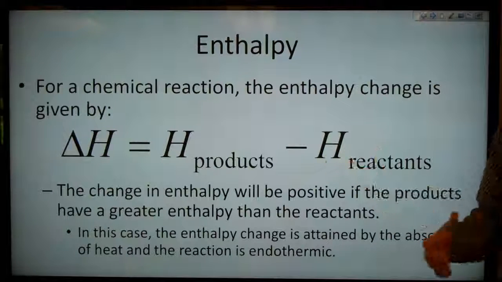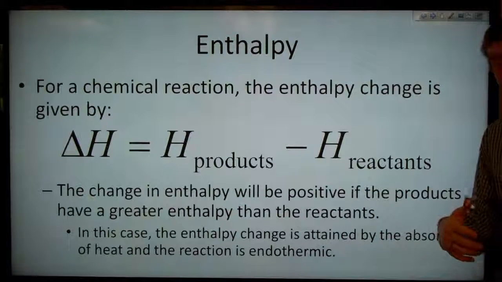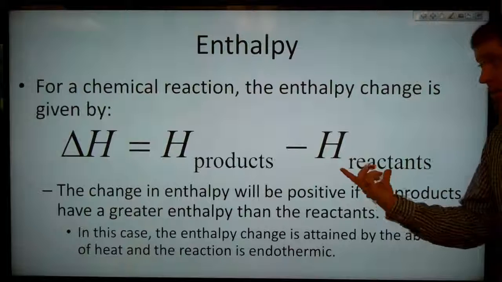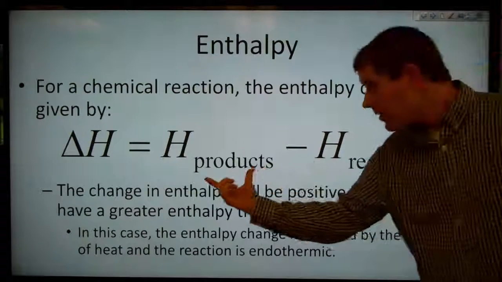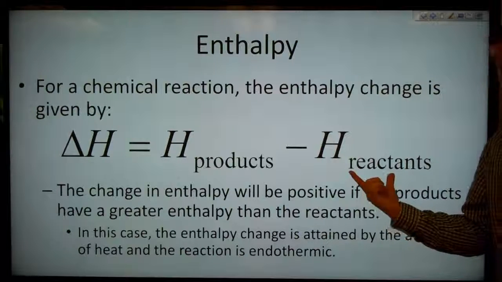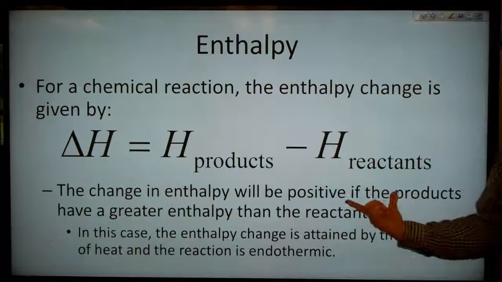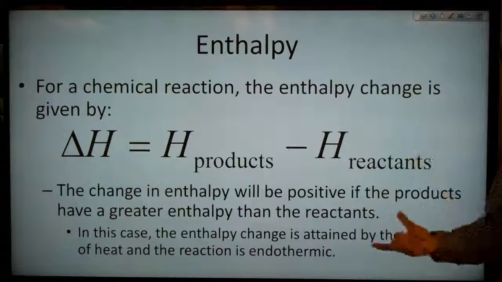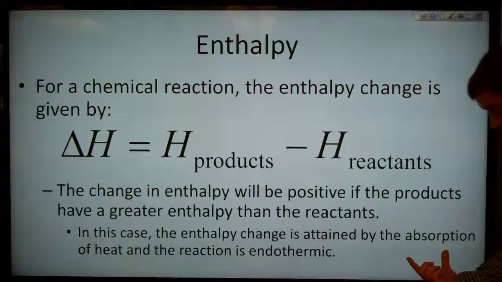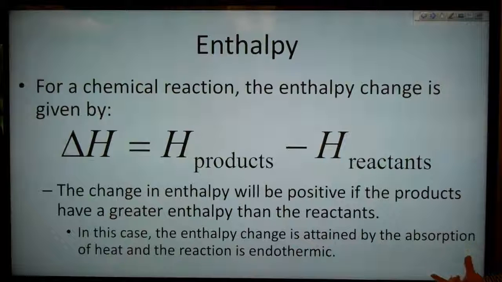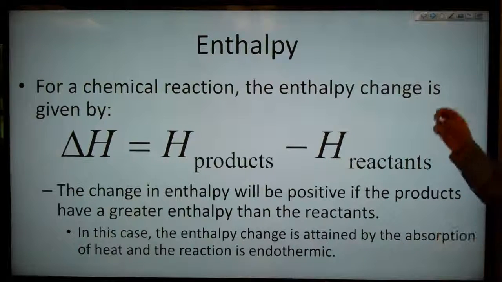So if our products have a higher enthalpy than our reactants, then this is a positive value. If they have a lower enthalpy than our reactants, then it's a negative value. So the change in enthalpy will be positive if our products have a greater enthalpy than the reactants. And in this case, the enthalpy change is attained by the absorption of heat, and the reaction is endothermic.